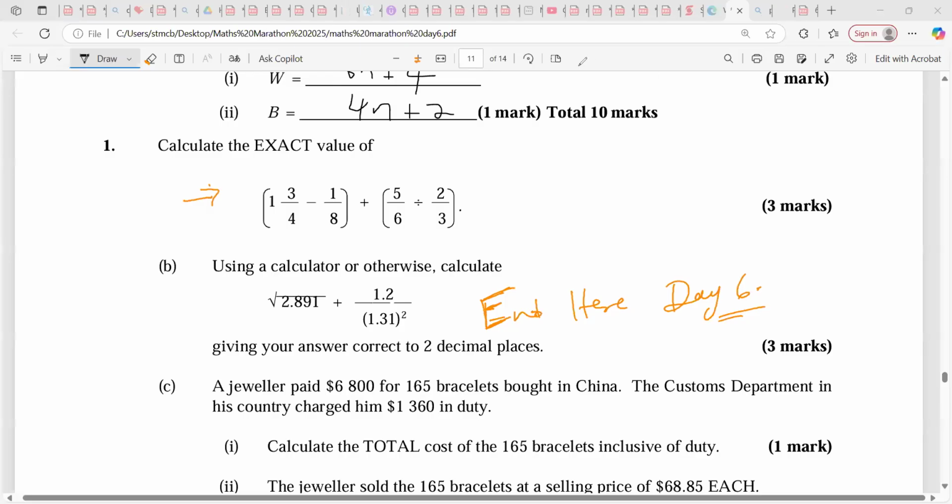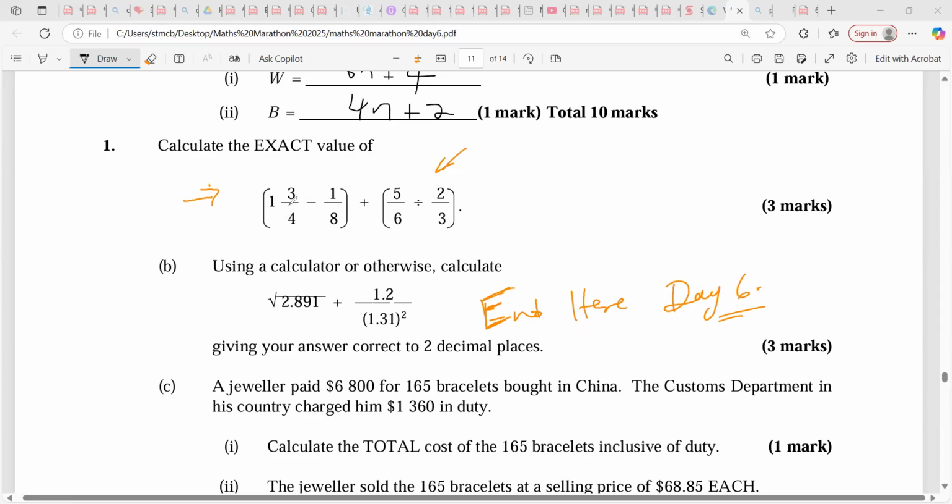Calculate the exact value: bracket 1 and 3/4 minus 1/8, plus 5/6 divided by 2/3. So basically they're in a bracket, right? We can just work out each. The fact that they're in a bracket makes it a bit easier. Normally we do division first, but because it's in a bracket, we could just do this part.